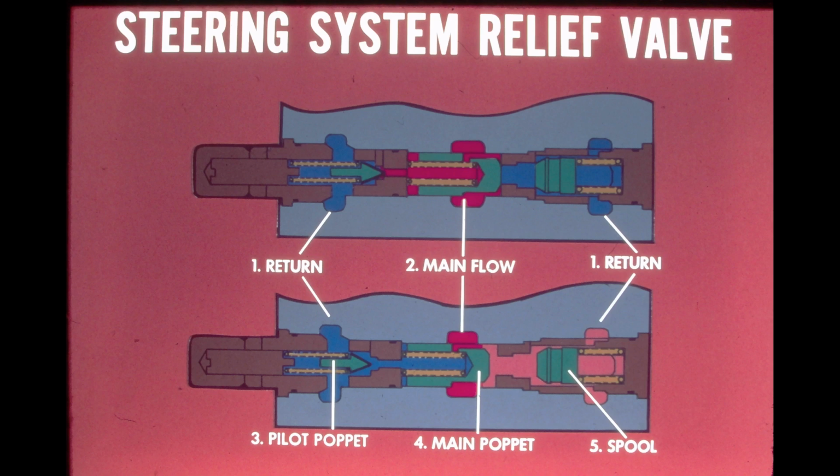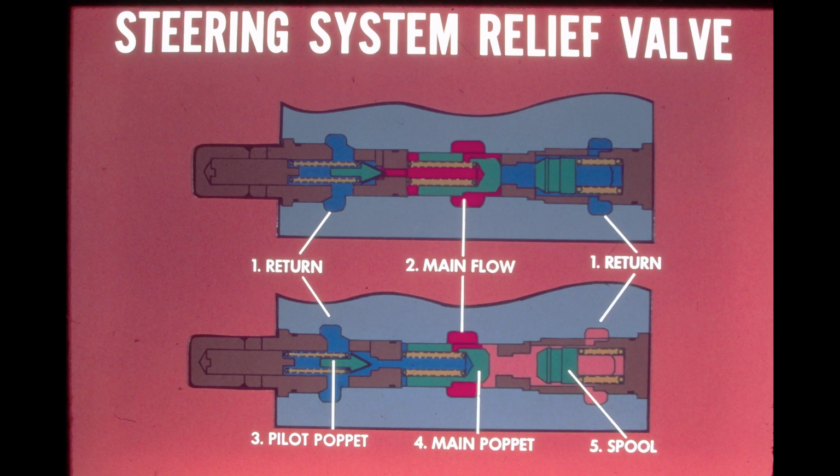Oil entering the steering valve inlet port flows around the control spool and is always open to the main flow passage of the system relief valve. The top illustration shows the valve with system pressure below the relief setting, and the bottom illustration shows the valve with it above the relief setting.